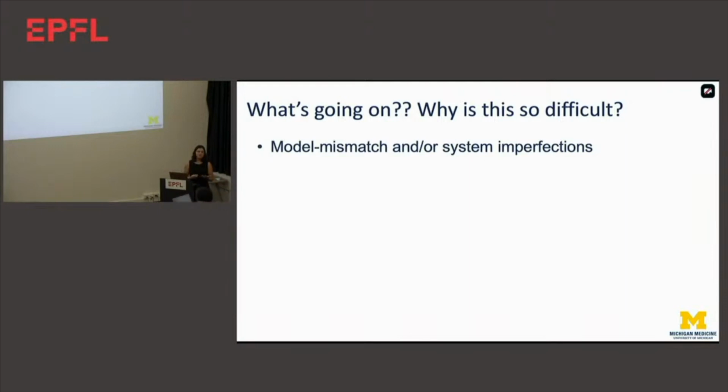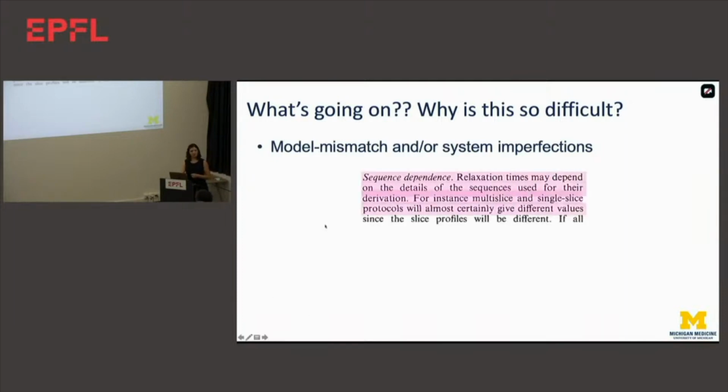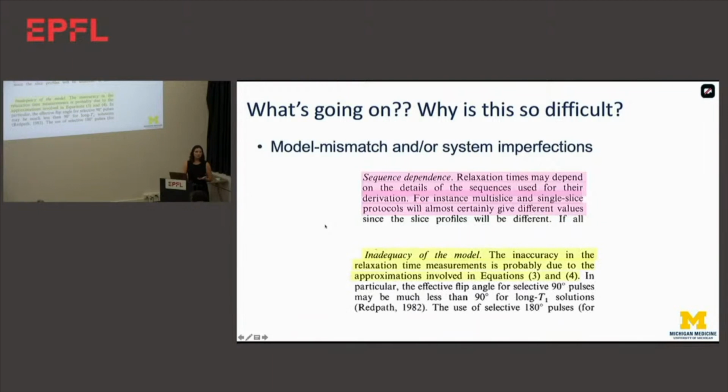We know that some of these mismatches come from the fact that we tell our MRI system to do something, and it doesn't exactly do what we're asking it to do, which can lead to some of these errors. Again, this was well known. Going back to my favorite paper, we see that we have dependence on exactly how the sequence is played out, and if our model isn't right, we're going to have errors in our measurement.